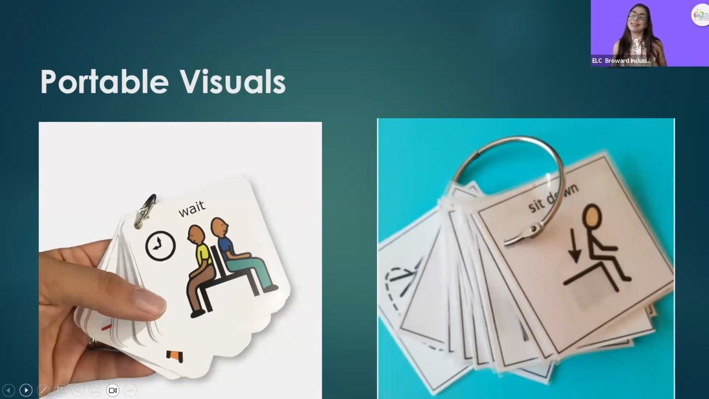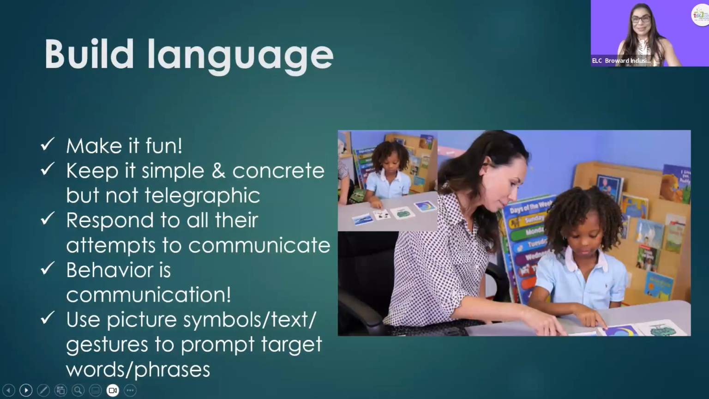What a phenomenal way to keep those visuals on you at all times. So you could put it on a lanyard, you could put it on a ring chain, anything portable that works for that teacher. And again, I would definitely make sure that they match the ones that you're using in the classroom, right? Depending on the age group, those visuals are going to be less cartoony and more realistic, right? So, building language, right?